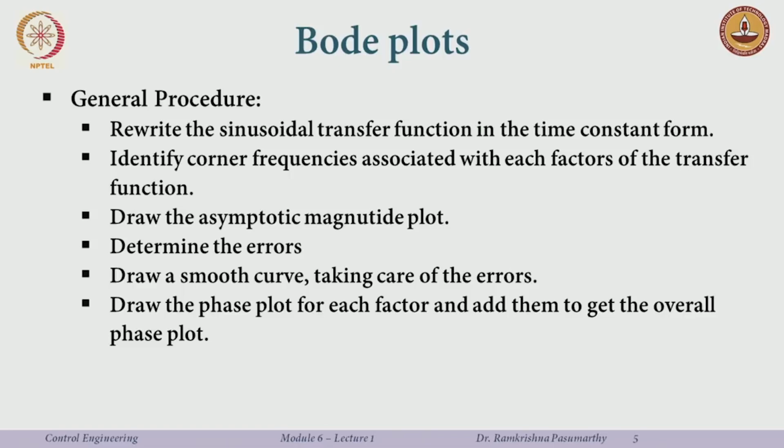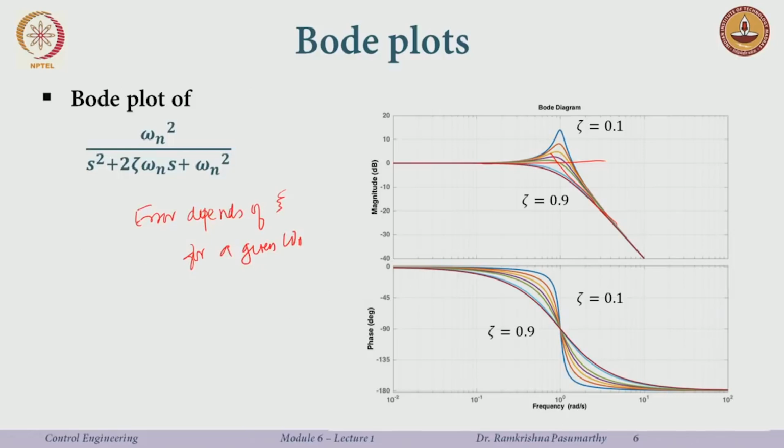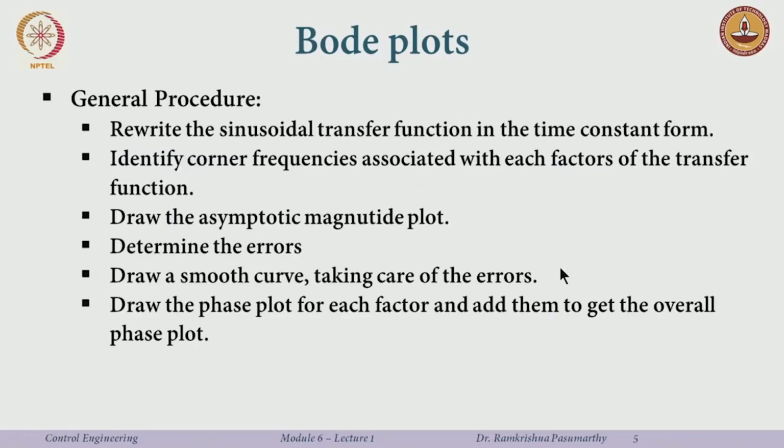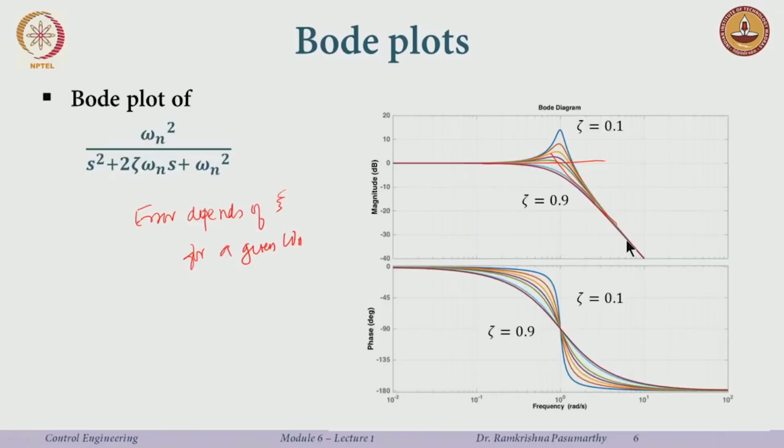Okay. So, the first thing is we rewrite the sinusoidal transfer function in the time constant form. We identify the corner frequencies associated with each of the transfer function. Corner frequencies were the one where the asymptotes met, for example here, this was the corner frequency omega equal to 1. Okay. Then we draw the asymptotic magnitude plot like these two straight lines.